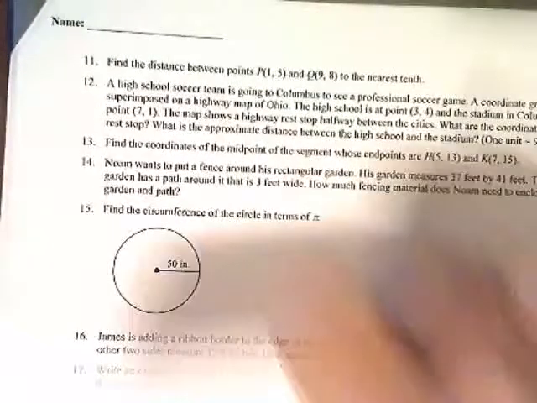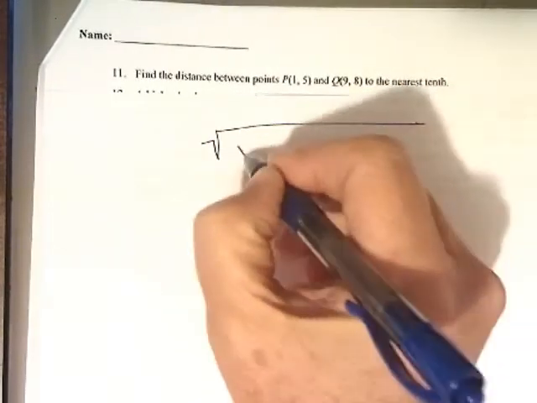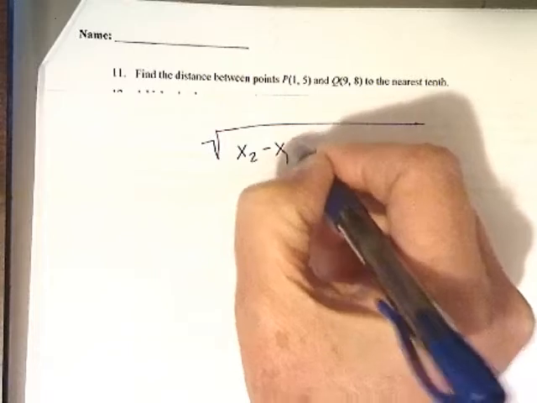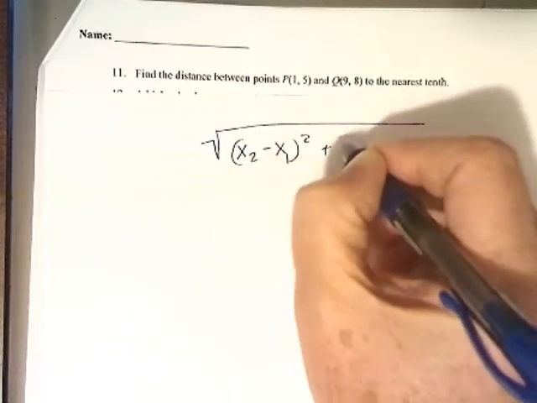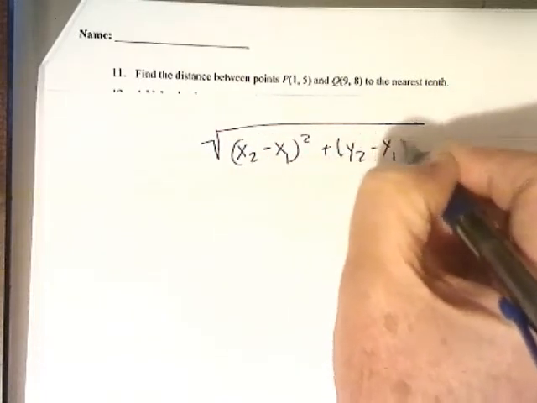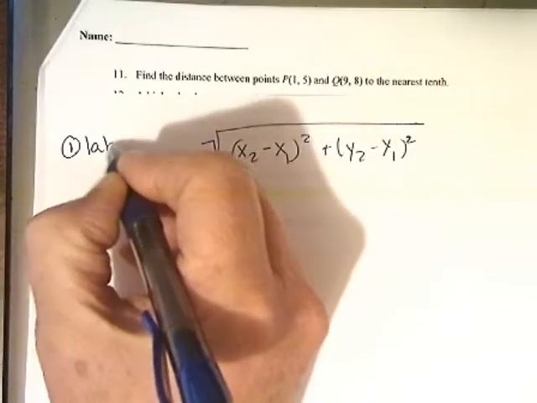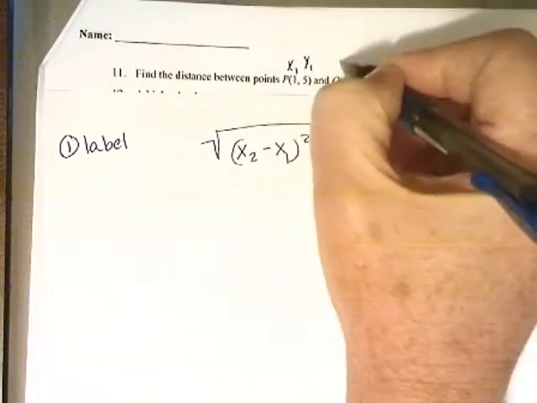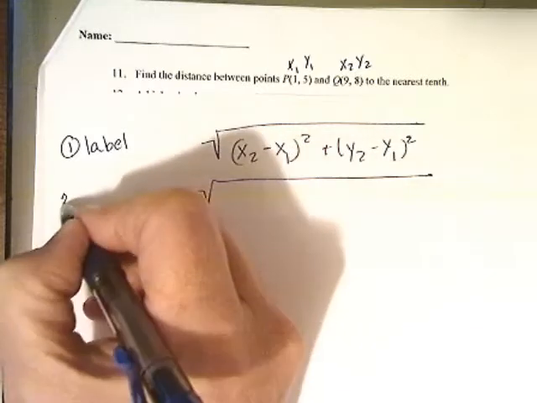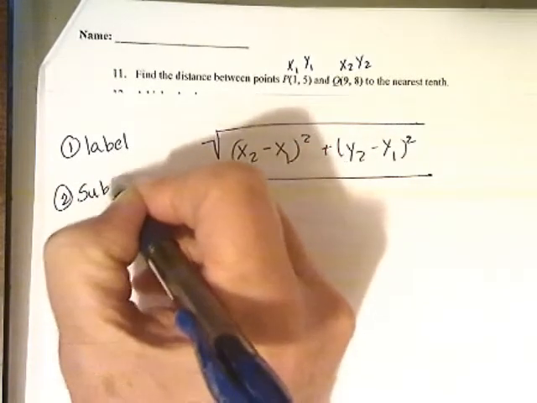Number 11 says find the distance between these two points, round to the nearest hundredth. So we're going to use the distance formula. X sub 2 minus x sub 1 all squared plus y sub 2 minus y sub 1 all squared. Step number 1 is to label. So this is x sub 1, y sub 1, x sub 2, y sub 2. And step number 2 is to substitute.